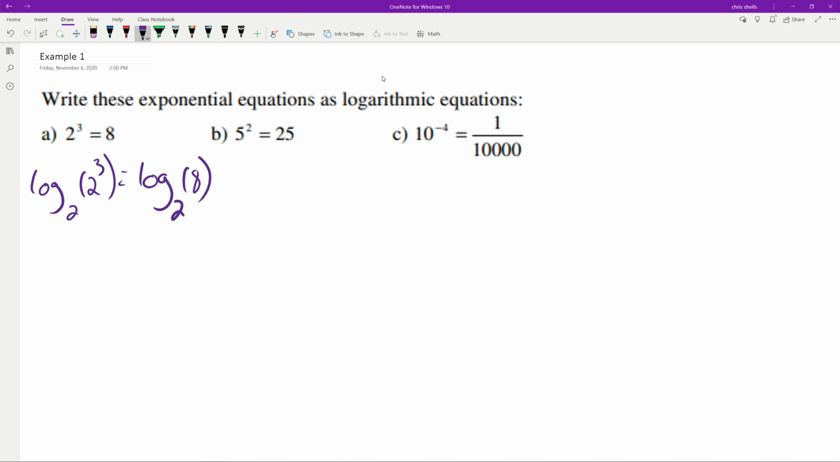Log base 2 of 2 cubed. Notice how my exponential and my logarithmic base match on this left-hand side. That means I'm going to be left with just what was the exponent. This means 3 is equal to log base 2 of 8.